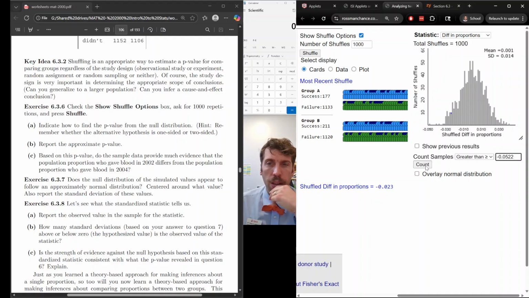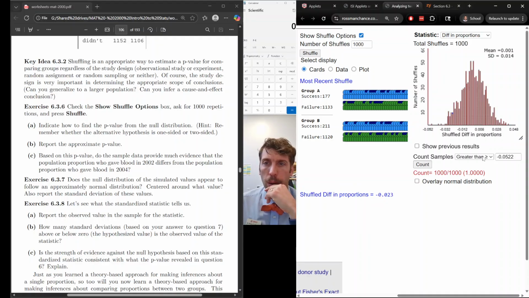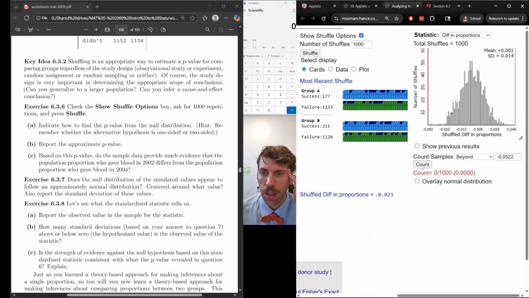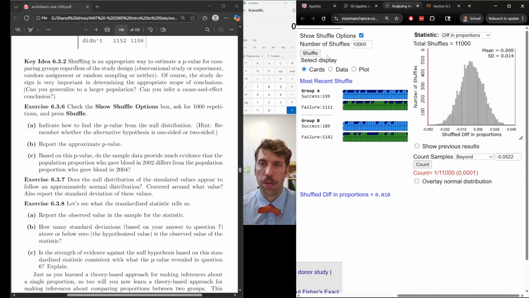And then we'll probably do beyond. And so my p-value is approximately 0. I might simulate a couple more times just to see. It takes a little bit of time, and do it a bigger one.